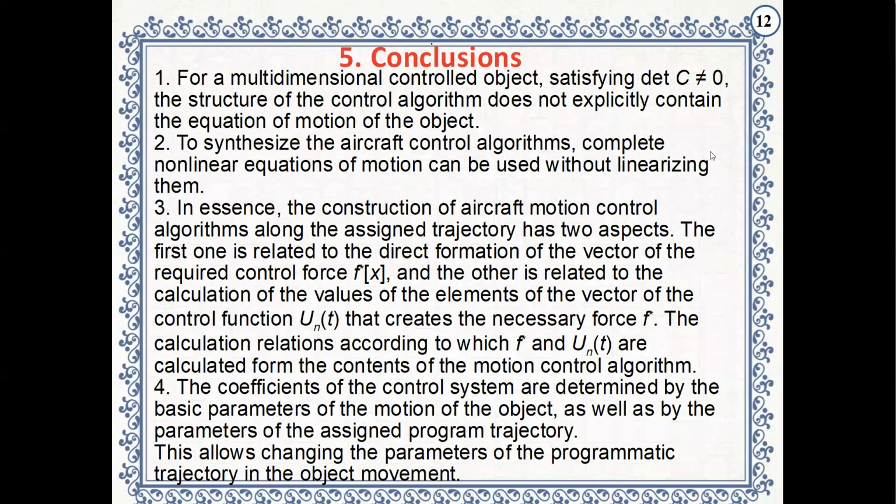For a multidimensional controlled object, satisfying determinant C not equal 0, the structure of the control algorithm does not explicitly contain the equation of motion of the object. The proposed approach to the construction of the control algorithm allows obtaining algorithms without using detailed equations of the controlled process. Moreover, it is sufficient to use as a mathematical model the generalized equation that reflects the fundamental laws of motion.